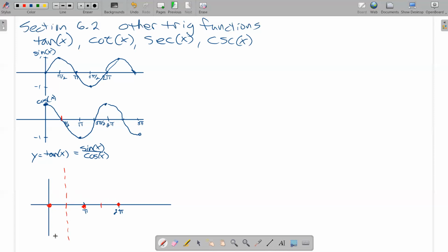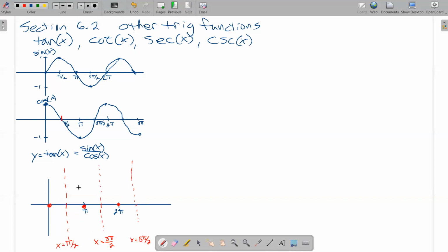So there's an asymptote at x equals pi over 2, and same thing here, x equals 3 pi over 2, and at all odd multiples of pi over 2. So the next one will be over here at 5 pi over 2. Can't pass through a vertical asymptote because you're dividing by 0. So that would be x equals 5 pi over 2.